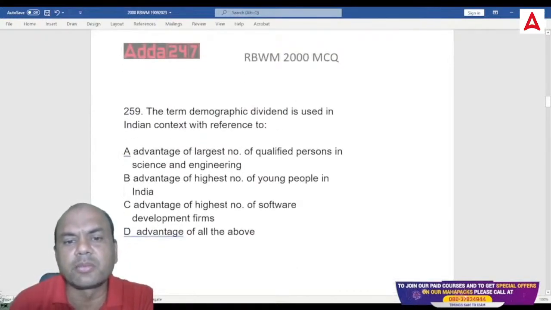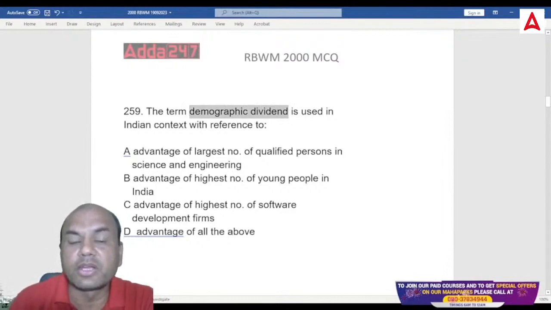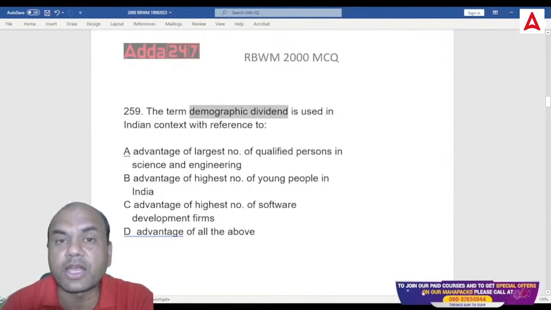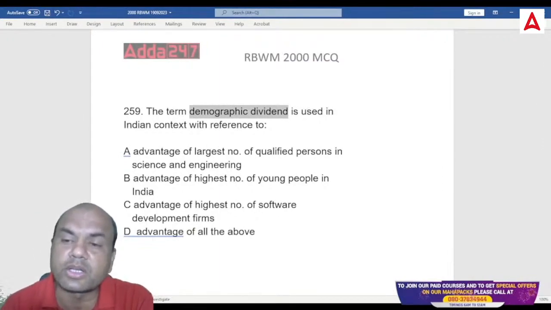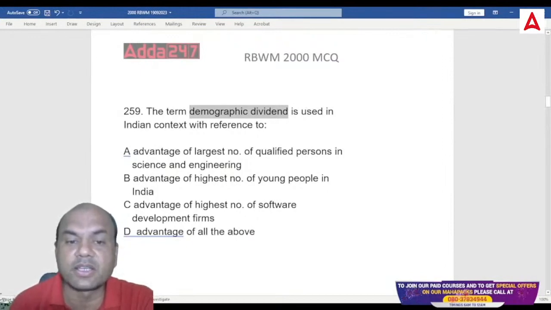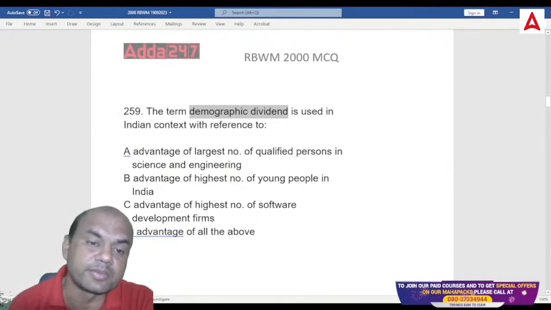The term demographic dividend is used in the Indian context. What do you mean by this word dividend? Dividend means basically advantage. So the demographic advantage to India is in what terms now? Who can tell me? Demographic dividend in India is for what terms?